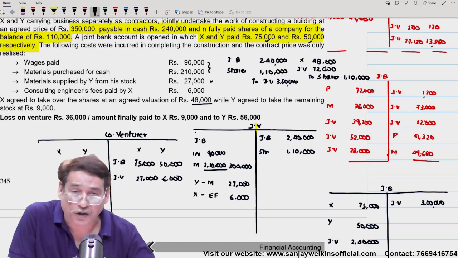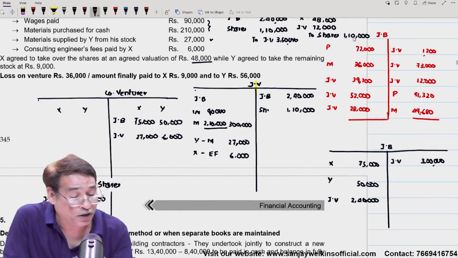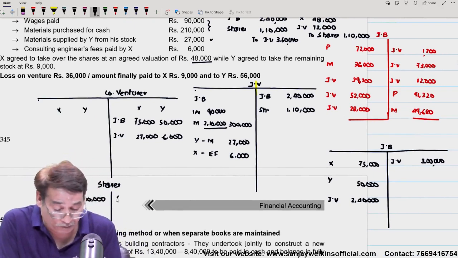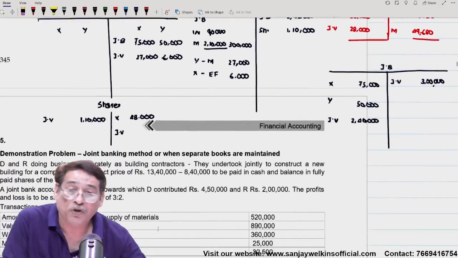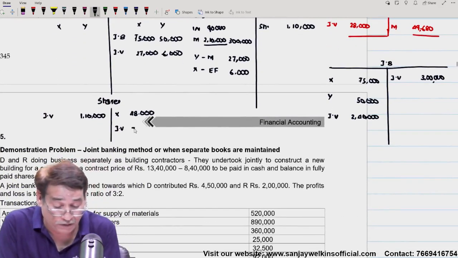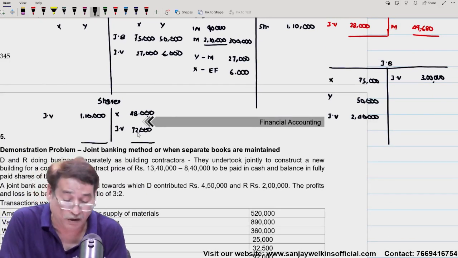X account debit 48, joint venture account debit 72 to shares account. So shares account is getting credited. So you will write here by X 48,000, and you are going to write here by joint venture, that is equal to 72. So these shares have been taken over by X at 48. So a loss of 72 has taken place.